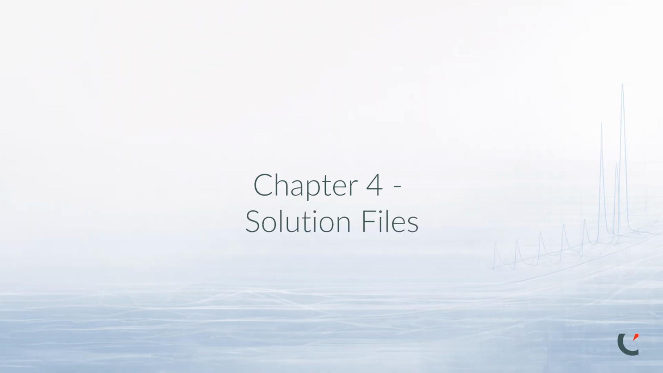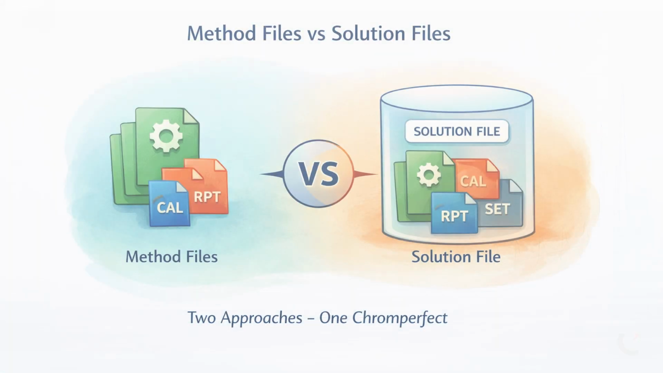formatted report files. This is Chapter 4, where we are going to look at an alternative configuration model in Chromperfect called a solution file, and clarify how it differs from a method file. This is not a deep dive into solution files, and it is not intended to recommend using either methods or solutions. Instead, this chapter provides a short introduction so you are aware that these two configuration approaches coexist within Chromperfect and understand the subtle differences between them. Let's begin with the method model.